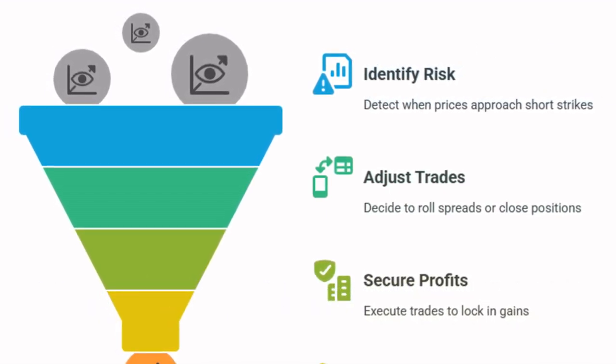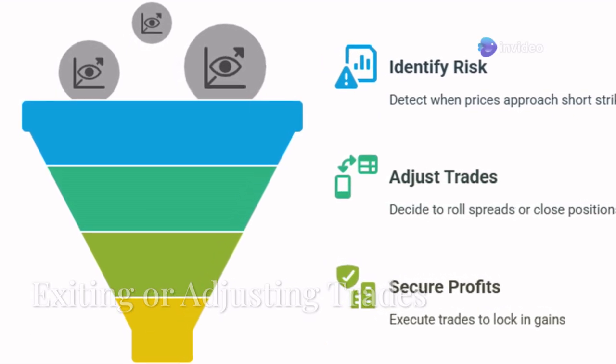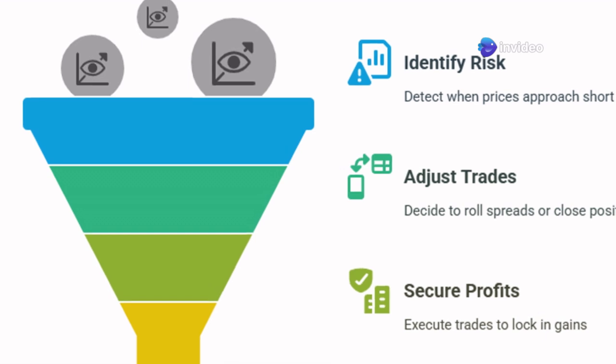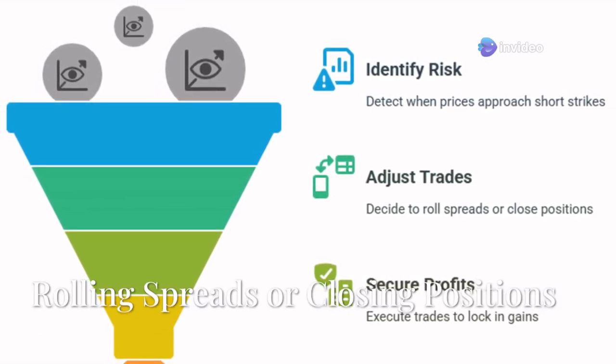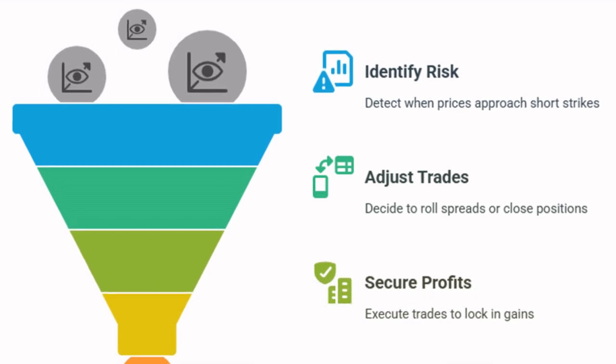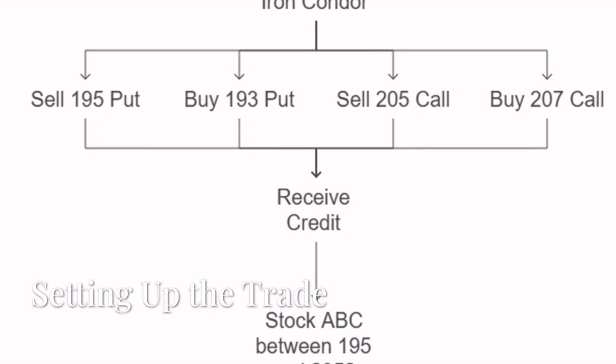Continuously monitor price movements and volatility. Exit or adjust trades if price moves too close to the short strikes. Consider rolling spreads or closing positions early to secure profits or cut losses.